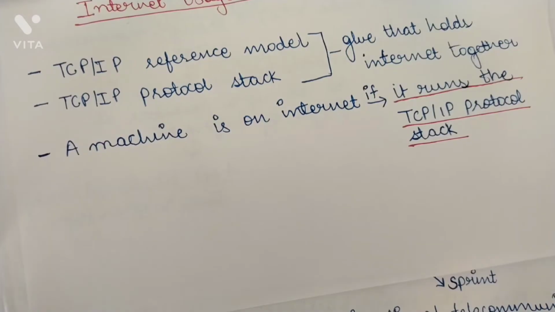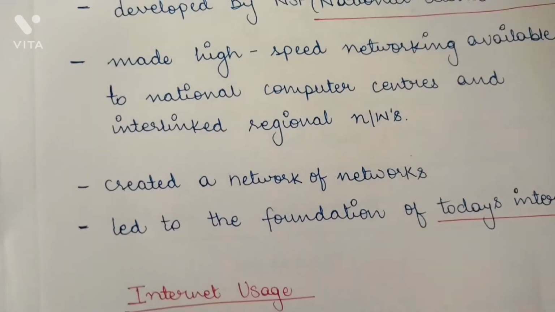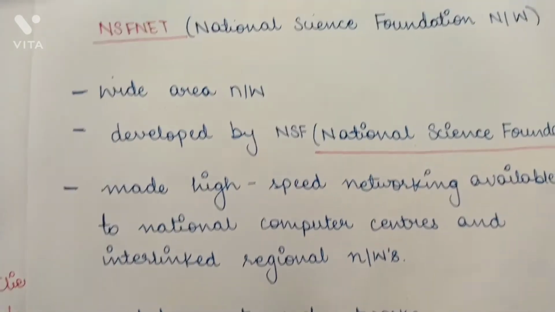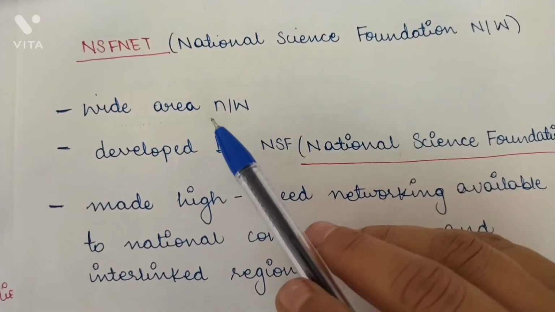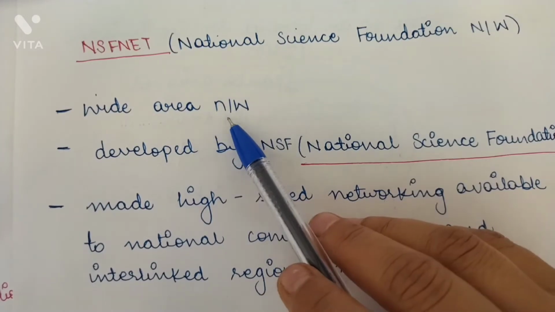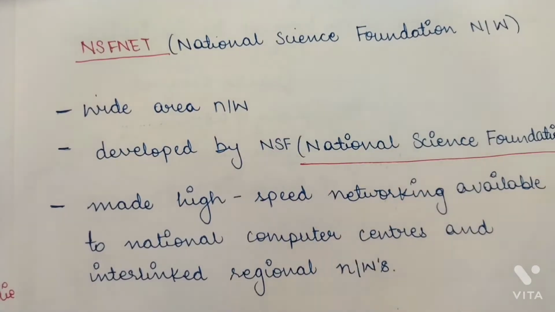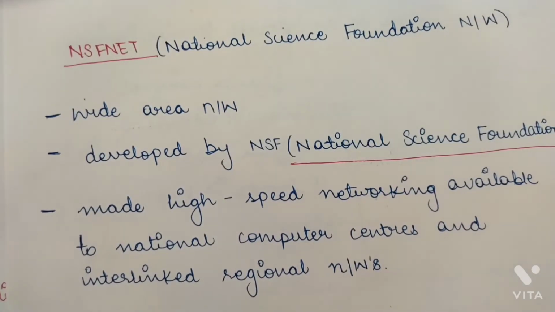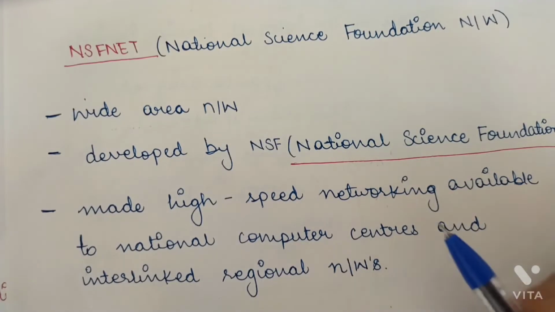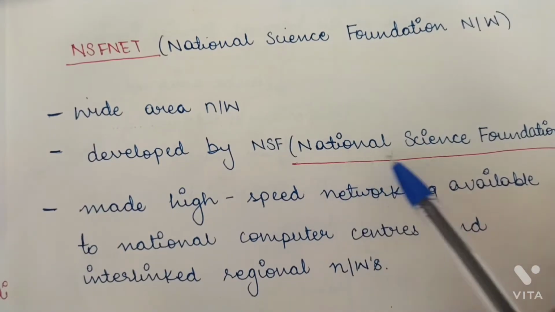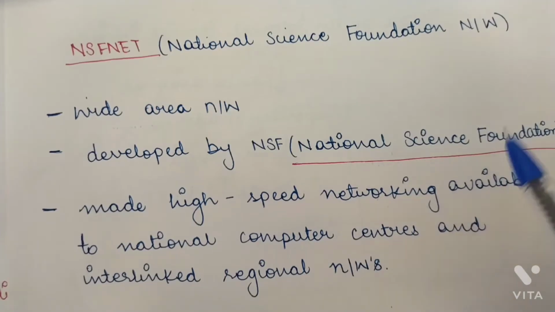Now if I talk of NSFNET or the National Science Foundation Network, it was also a wide area network. Just like the ARPANET, NSFNET was also a wide area network. Again, it was developed by the National Science Foundation. So ARPANET was developed by the Advanced Research Projects Agency, and the NSFNET was developed by the National Science Foundation, right?